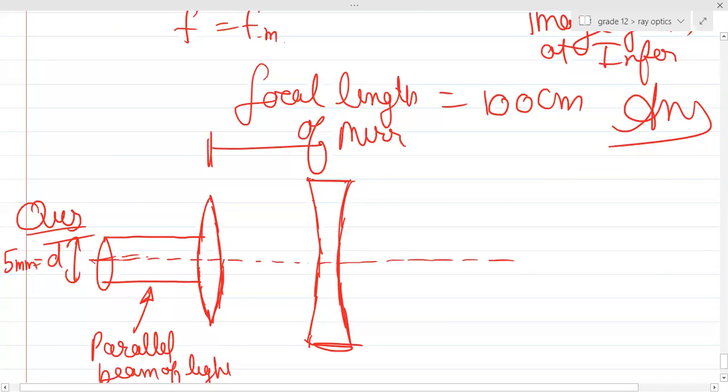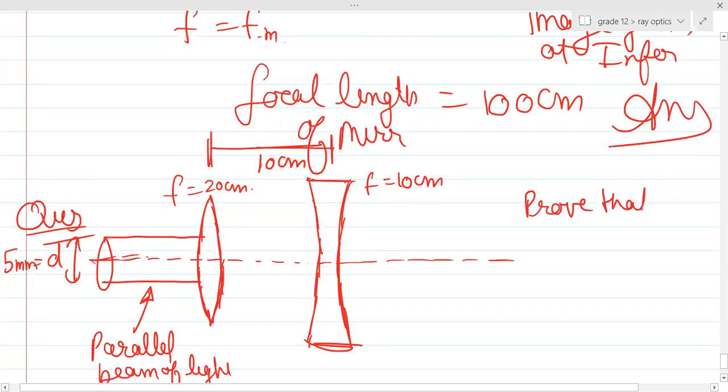The separation between these two is given to you, 10 centimeter. A convex lens of focal length 20 centimeter and a concave lens of focal length 10 centimeter are placed 10 centimeter apart with their principal axes coinciding. Now the question is, prove that the emergent beam will basically, can you see over here, this is the convex lens, right?